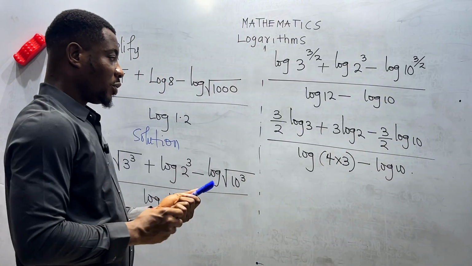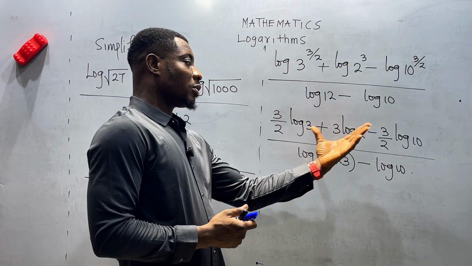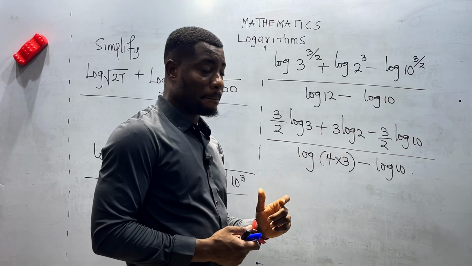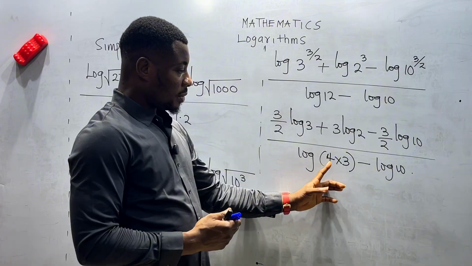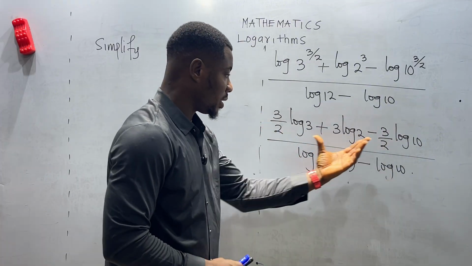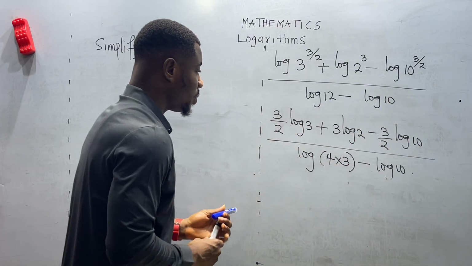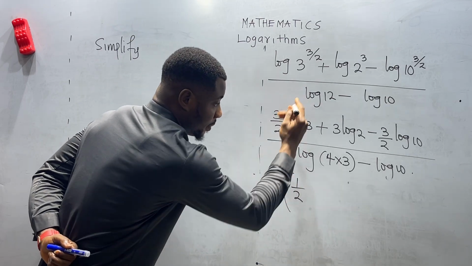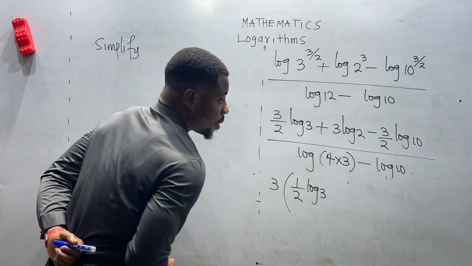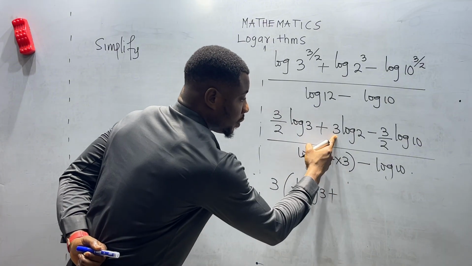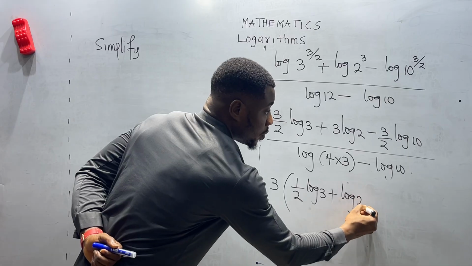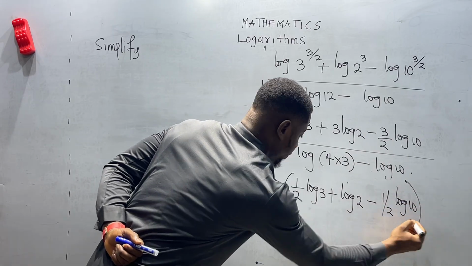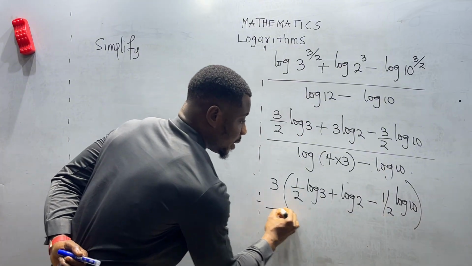Now what I'm trying to do here is see how I can bring out common terms in the numerator and the denominator so that I can cancel out. I'm already seeing that we can factorize 3. 3 is actually common. So when we bring out 3, we're going to be left with 1 over 2 log 3, then we have removed 3 from here, so we'll be left with log 2. Then down here, we'll be left with 1 over 2 log 10.